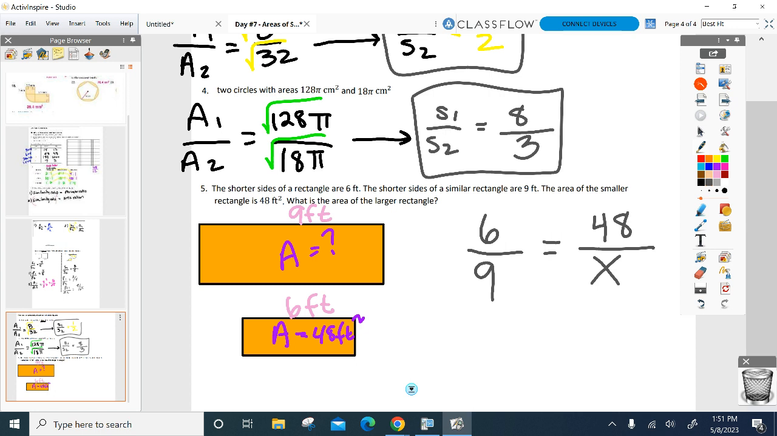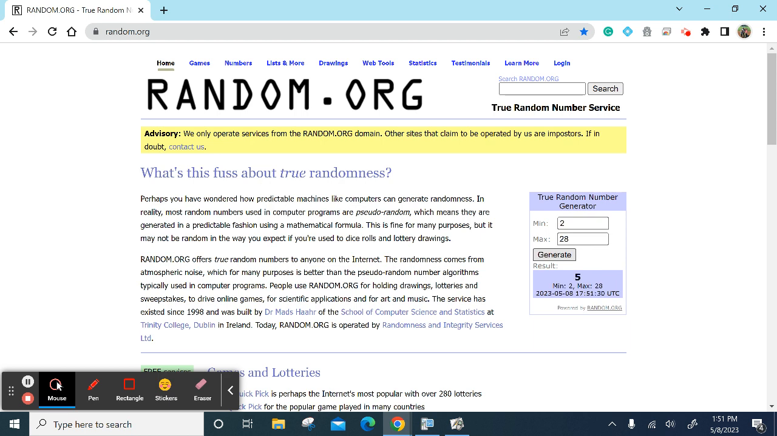Because what are you telling me right now? The side ratio is the same as the 48? That's area, right? Is that true? You're telling me S1 over S2 equals A1 over A2. False. Adjust it for me now so I can cross multiply, because you're not cross multiplying right now. That's a false statement you have written there. Adjust it for me so I can actually solve this problem. How can you adjust this bad boy?